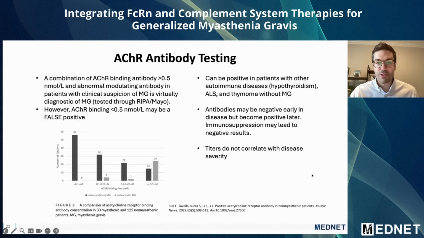Now, other points to consider is that the antibodies can be negative early on in disease, but become positive later. So you could consider repeating the testing later on. Immunosuppression may also affect the results. So, say if you have someone with rheumatoid arthritis or some other condition, they're receiving immunosuppression, that may affect the results. So you have to keep that in mind. Another point is that the titers do not correlate with disease severity. So there hasn't been really any robust evidence to support the use of following these titers over time.